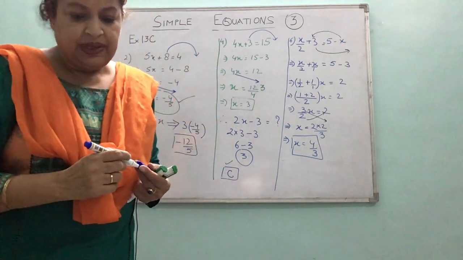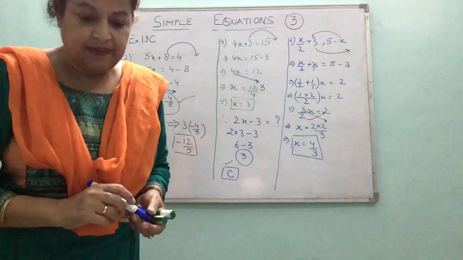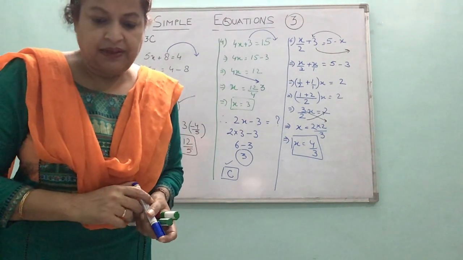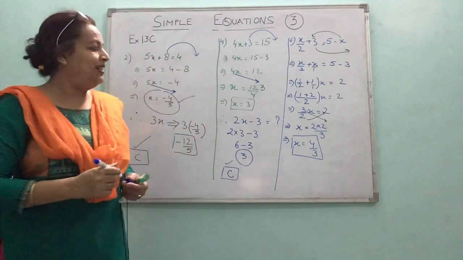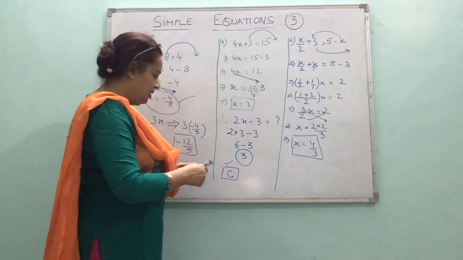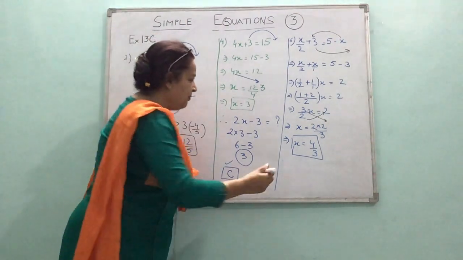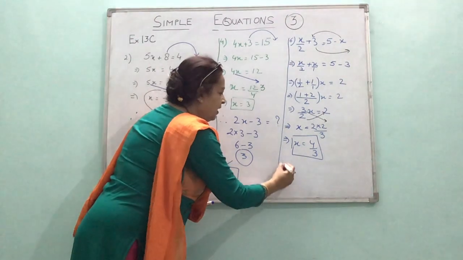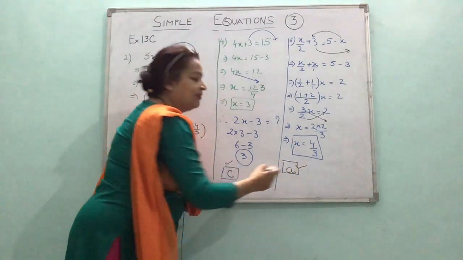Question number 6. 4 by 3, A option. A is the correct option. So what is the correct option for this question? A is the correct option for this question.